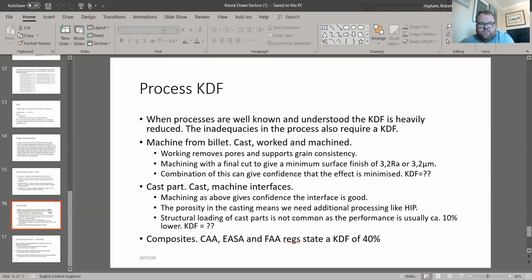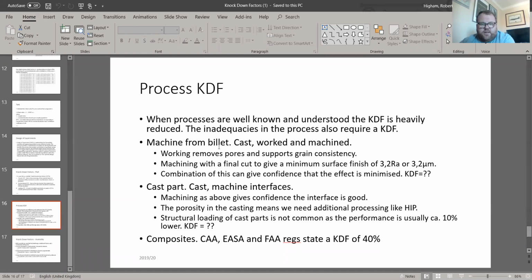So if we machine from a billet, cast, then we work it and machine it, well, in the case of machining from a billet, the billet should, when it's machined, give us a final finish. So we're saying 3.2 Ra, that's just an expectation minimum in aerospace. So if we machine both of these parts at the end of the processing, they'll have the same expectation. They should be able to meet that because that's down to the machine tool. Machine tools are very consistent.